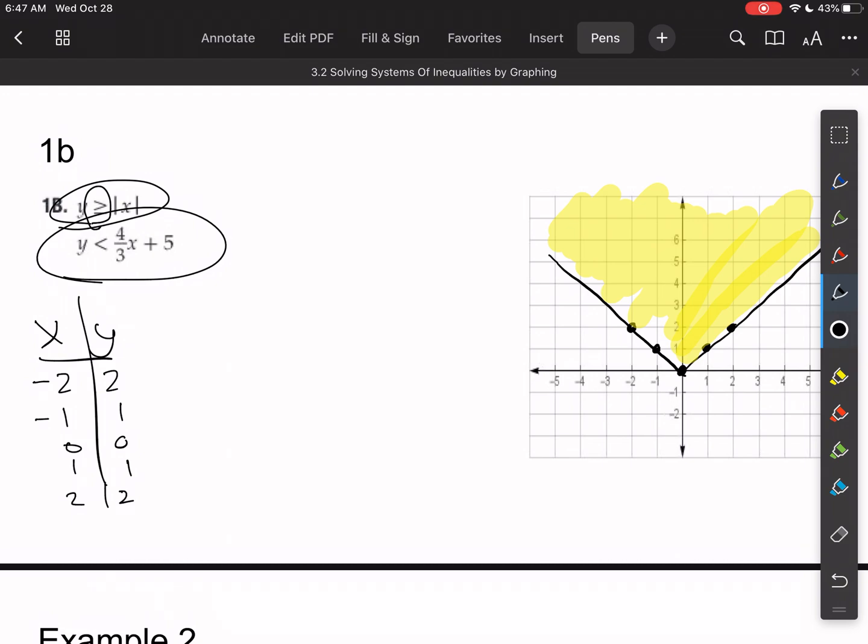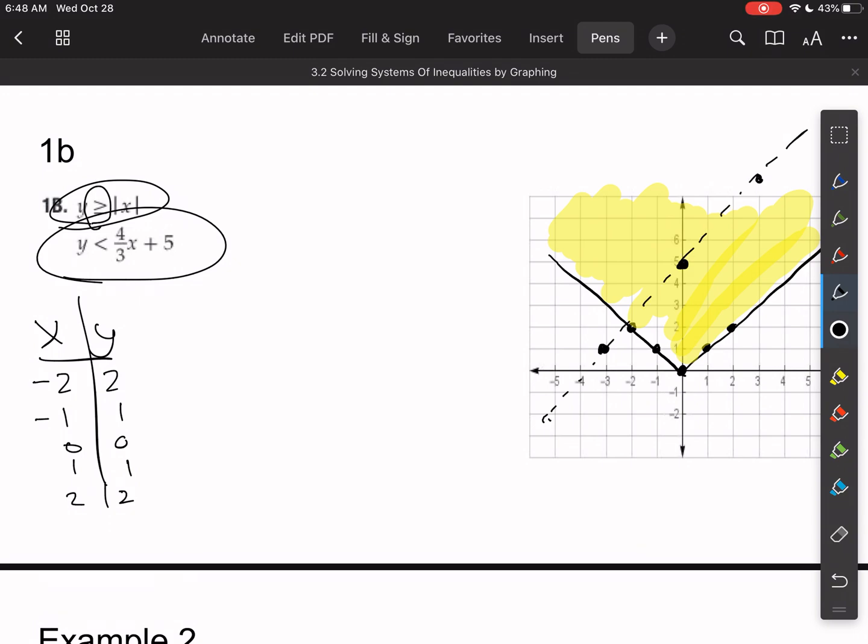And for this one, maybe I'll just do it the other way. So I'm going to start at 5, and then I'm going to be going up 4 over 3. I can also go down 4, back 3. So if I go down 4, back 3, I'll be here. If I go up 4 over 3, I'm somewhere in there, I believe. 1, 2, 3, 4. Okay, so I've got that going on, and this is a dotted line.